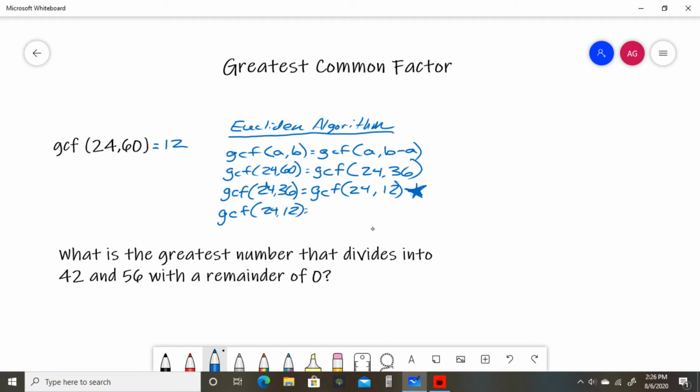So, actually, my bad, of 12 and 24. Because we set it up so that the left term is less than the right term. A is less than B. Okay, so the GCF of 12 and 24, according to the Euclidean algorithm, is the same thing as the GCF of 12 and 24 minus 12, which is 12. And at this point, it's right in front of your face. The GCF of 12 and 12 is obviously going to be 12.